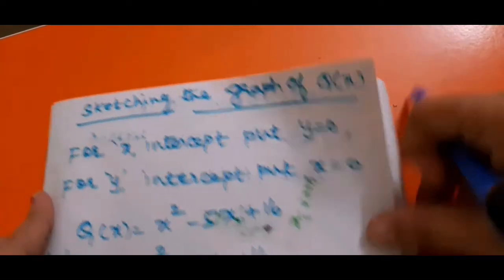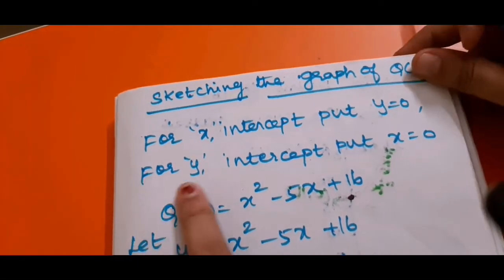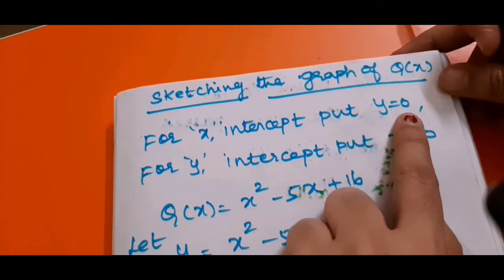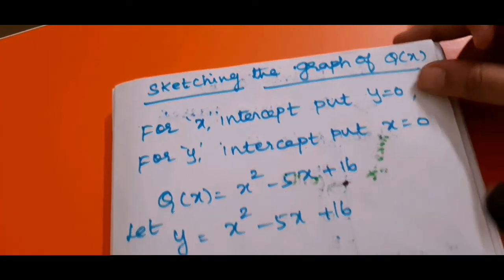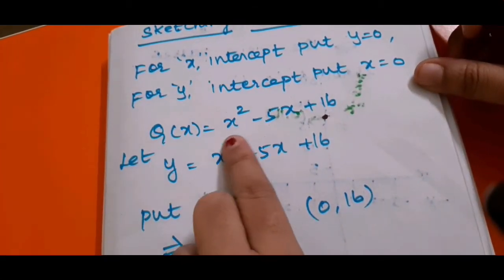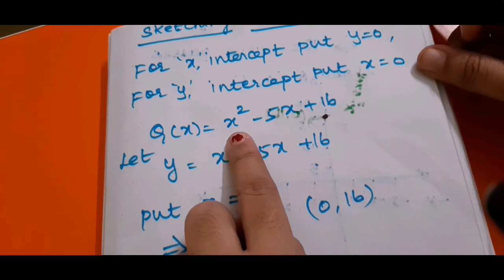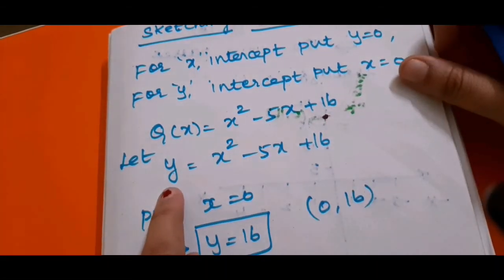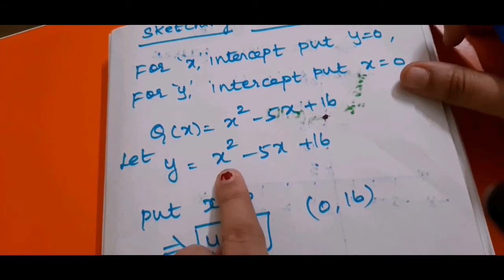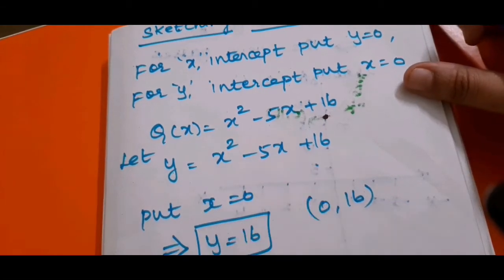Then I want to sketch the graph for Q of x. So for the x-intercept I want to put y is equal to 0. For the y-intercept I want to put x is equal to 0. Then Q of x is equal to the polynomial x square minus 5x plus 16 is given. So I am going to take y is equal to x square minus 5x plus 16.